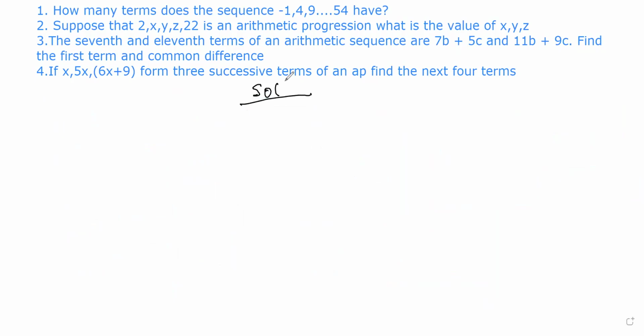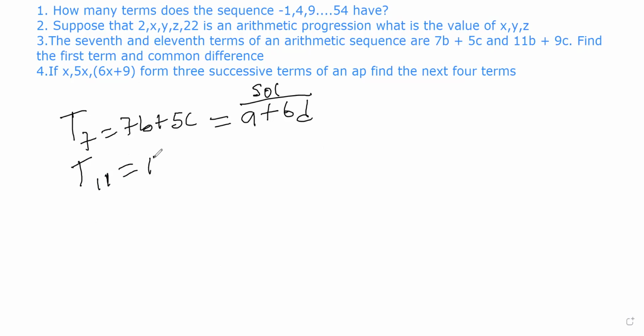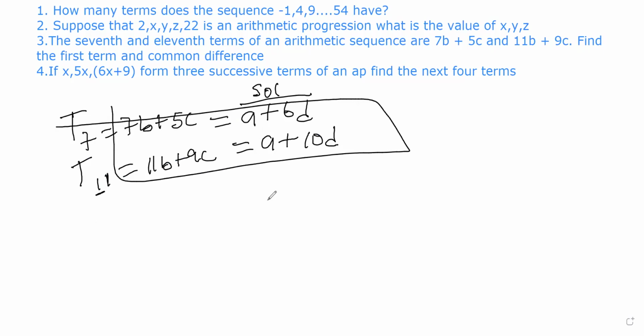The 7th and 11th terms of an arithmetic sequence: they said the 7th term is 7b plus 5c. We don't know b and c, but we also know that the 7th term is a plus 6d. How did I get 6? 7 minus 1. So let's keep that information. Then they also said the 11th term is 11b plus 9c. We know that the 11th term is also a plus 10d. How did I get 10? 11 minus 1. So I'll be working with these two.